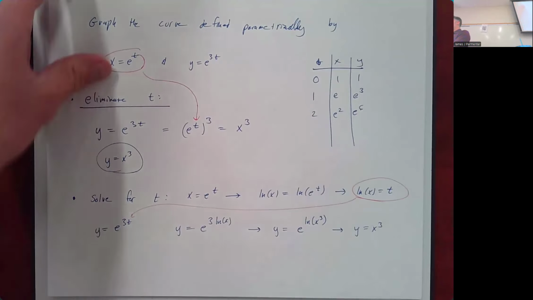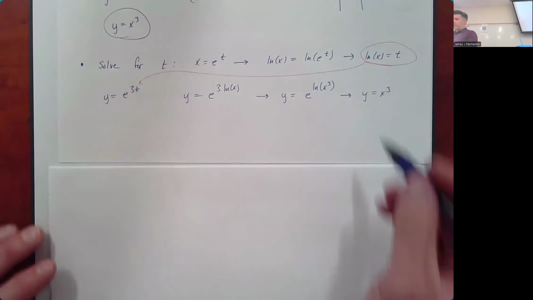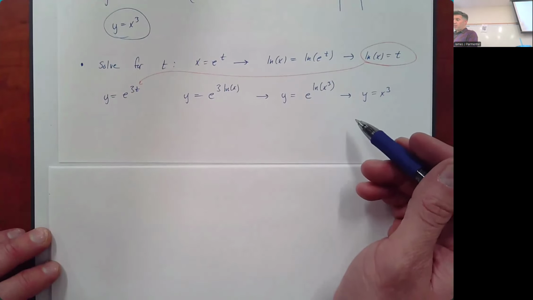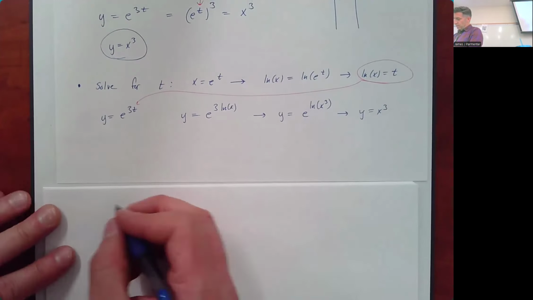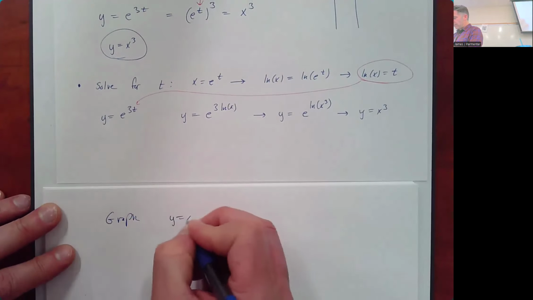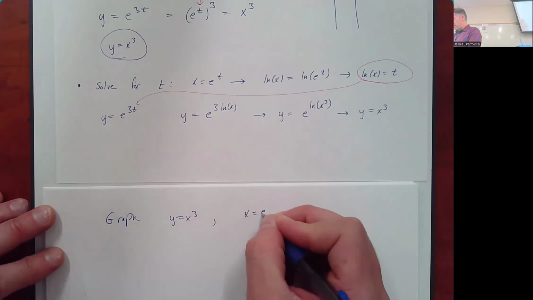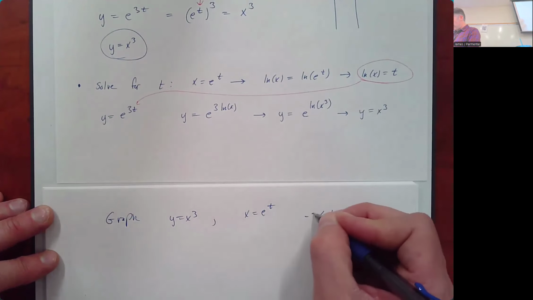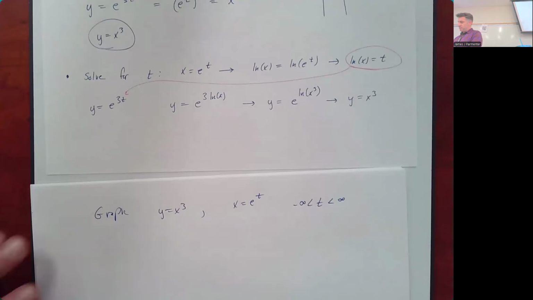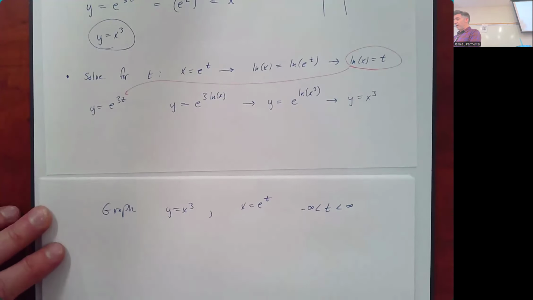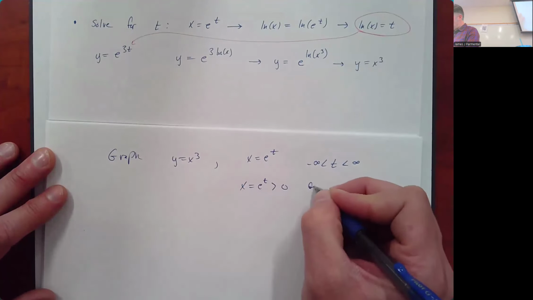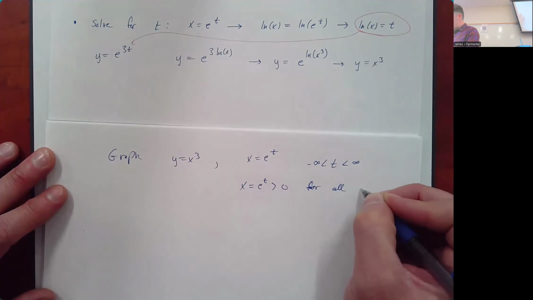So let's graph this. And here's where things get a little bit funky. If we graph this, we're not going to get the entire graph of y equals x to the 3rd. And here's why. We're going to graph y equals x to the 3rd, but we have to remember that x is really equal to e to the t. And even if t gets to be everything from negative infinity to infinity, e to the t is always non-negative. In fact, it's always positive. So x equal to e to the t is going to be greater than 0 for all values of t.